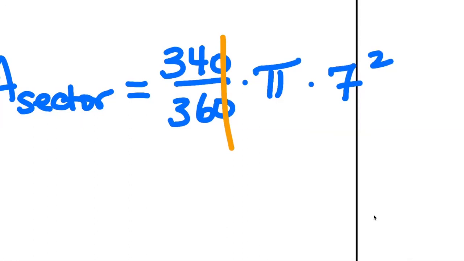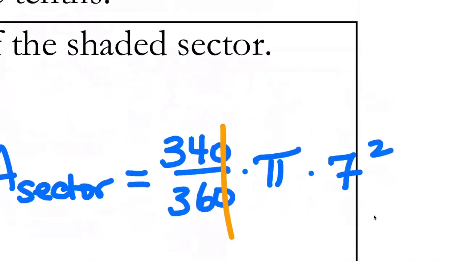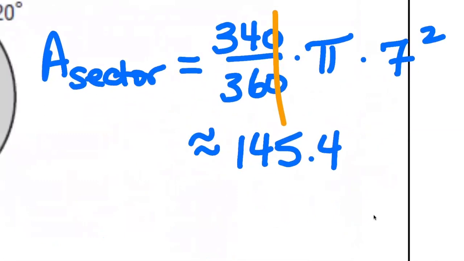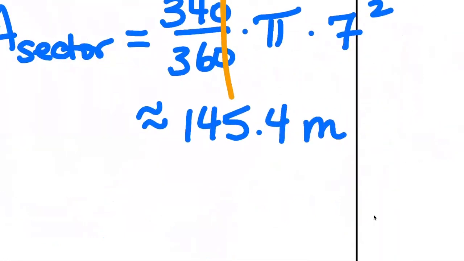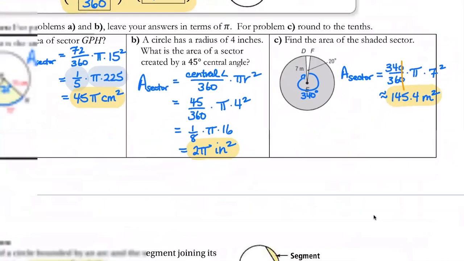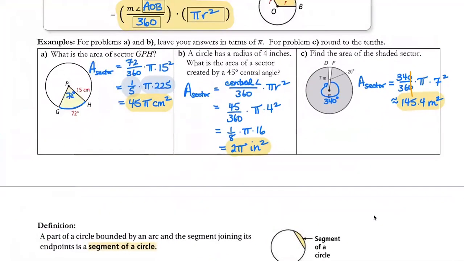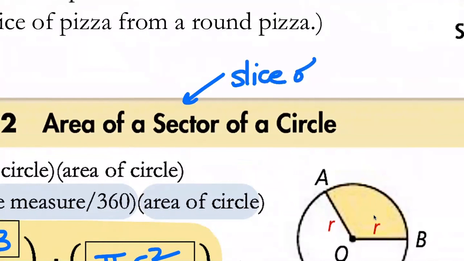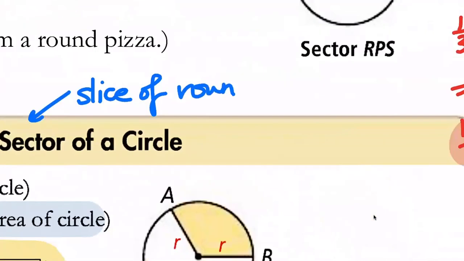And I'm getting about 145 point, did it say tenths? Yeah, 145.4. Now this is rounded, so I'm going to say 145.4, and that's going to be in meters squared because we're doing an area. Okay, that's sector. When you think sector, you think piece of pie. Pie as in PIE. So this is like a slice of pizza or a cherry pie.